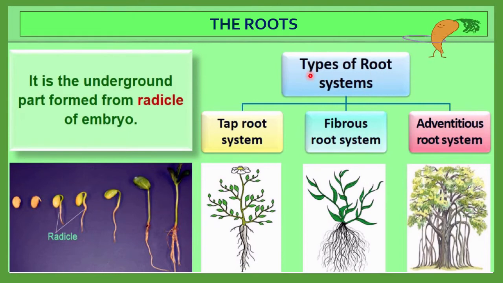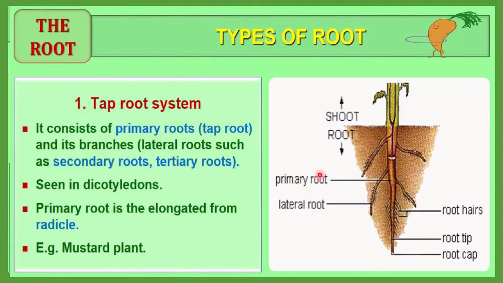And let me discuss the types of root system. Here you can see the types of root system include three types. First one is the taproot system. Here you can see a taproot system photograph. Then the fibrous root system. Here this is a fibrous root system. Then the adventitious root system. So let me discuss each type.